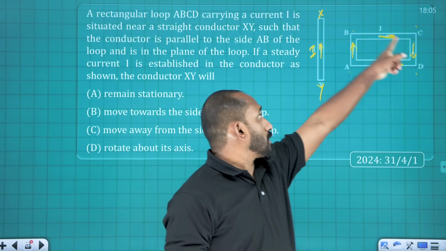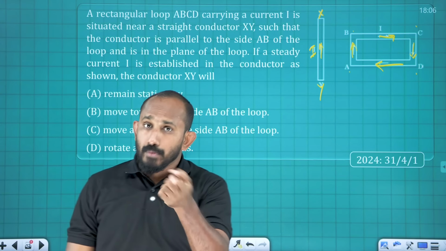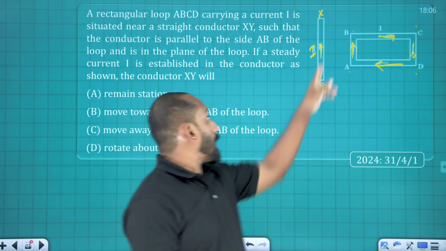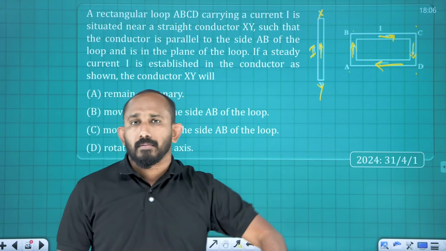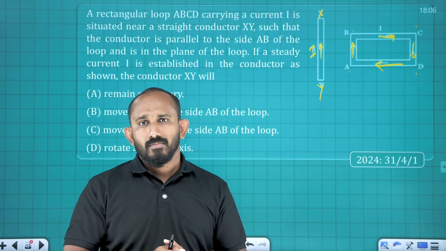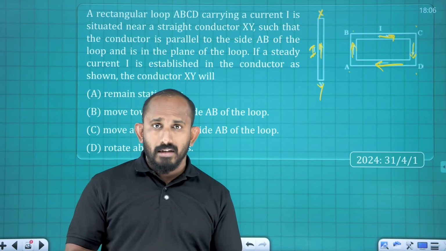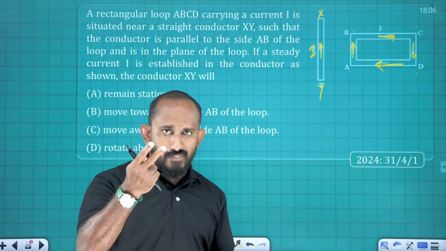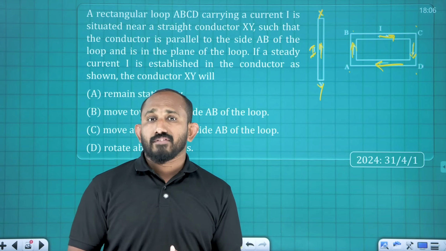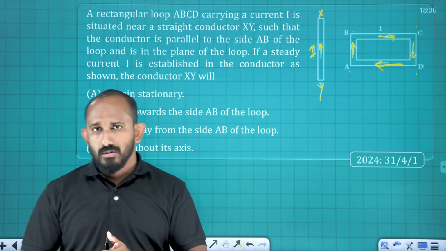If current is passing through AB, it will produce a magnetic field. In that magnetic field, we are keeping XY as an independent straight conductor. So of course, XY will experience a force, because XY also creates a magnetic field. So the interaction of two magnetic fields means there will be a force on XY. For the direction of that force, we can use Fleming's left hand rule.